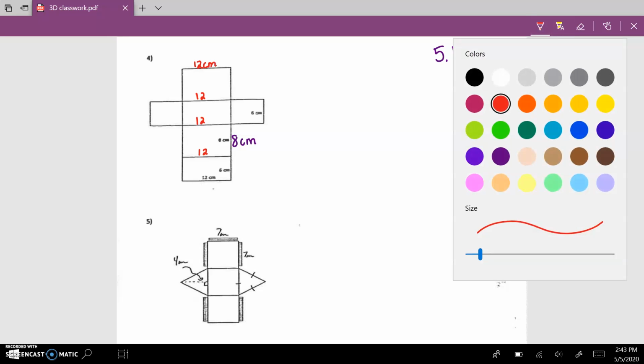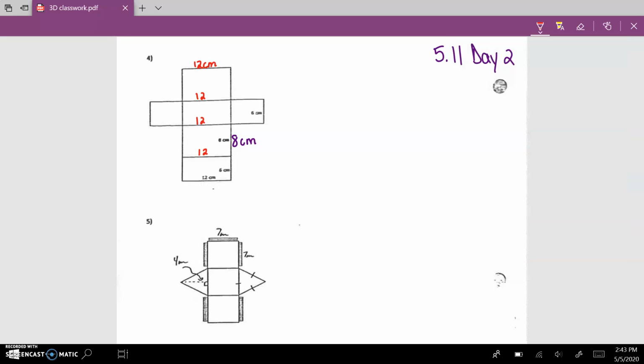Okay. And then going across with some other ones, so this would be 8, this would be 8. This guy over here is a 6 centimeters, so this would be a 6, and a 6, and a 6. And this guy would also be a 6.